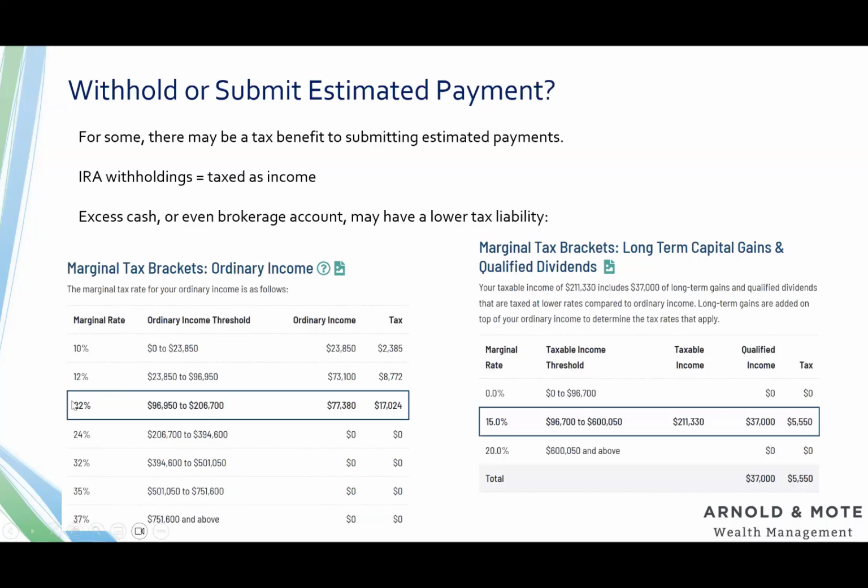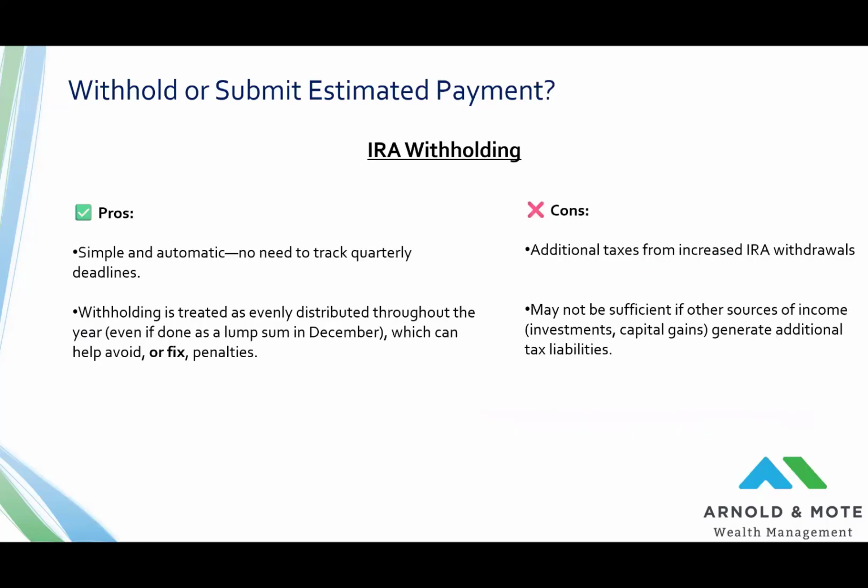In extreme cases, this could cause you to jump up tax brackets, something like that that you want to be aware of. If you have extra money sitting in a savings account, or even if you have to sell stocks that are in a brokerage account, those have a lower tax liability and ultimately will give you a lower tax bill. And so if you're able to pay estimated payments that way, for a lot of people, it can lower their tax liability. And so just a simple pros and cons here for IRA withholding.